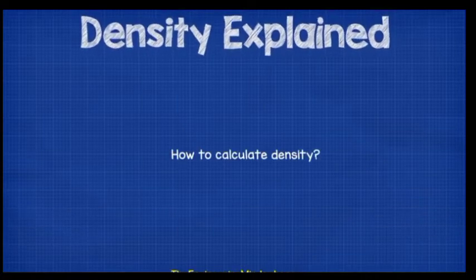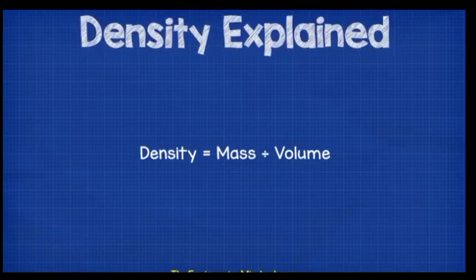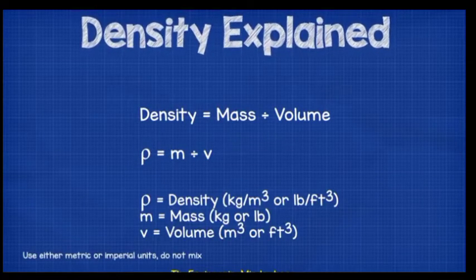So how do we calculate density? Well, it's very simple. All we have to do is divide the mass of an object by its volume. And for this, we'll use the formula ρ equals m divided by v. The Greek symbol ρ is usually used to represent density. The m equals the mass that the material weighs, and the v represents the volume of the material.